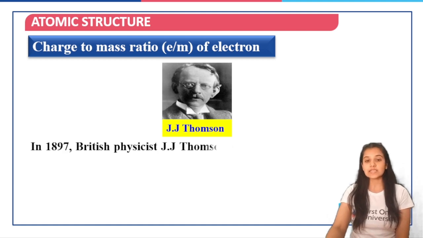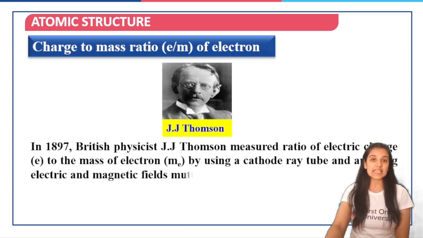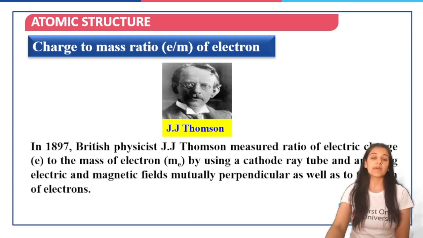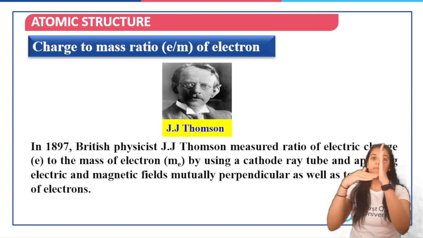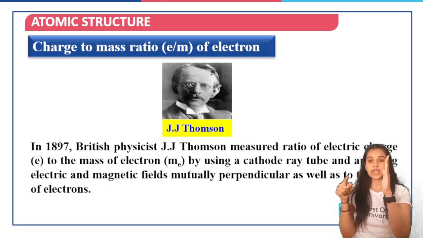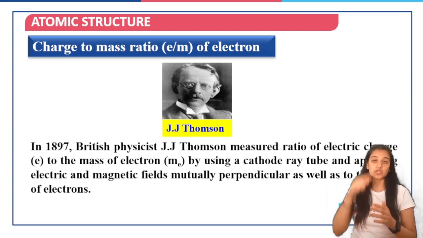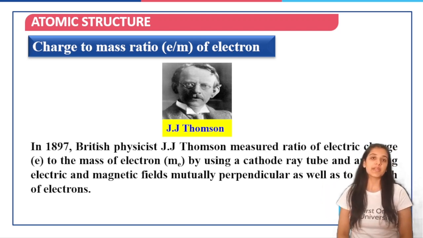J.J. Thomson was the scientist who in 1897 measured the ratio of electric charge, that is e, to the mass of the electron, which is given by me, by using a cathode ray tube and applying electric and magnetic fields that were mutually perpendicular to each other, as well as to the path of the electrons. I previously mentioned that the path of the electrons was at right angles to the surface of the cathode. So imagine the particles are going to come in this way, the electric field is going to be in this way, and the magnetic field is going to be in the z direction. So all three of them are mutually perpendicular to each other.